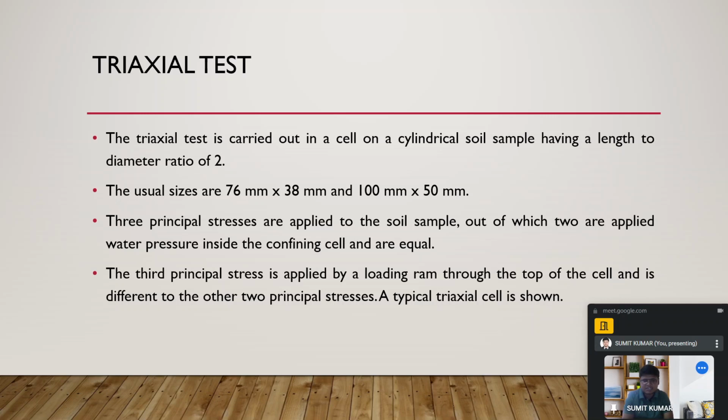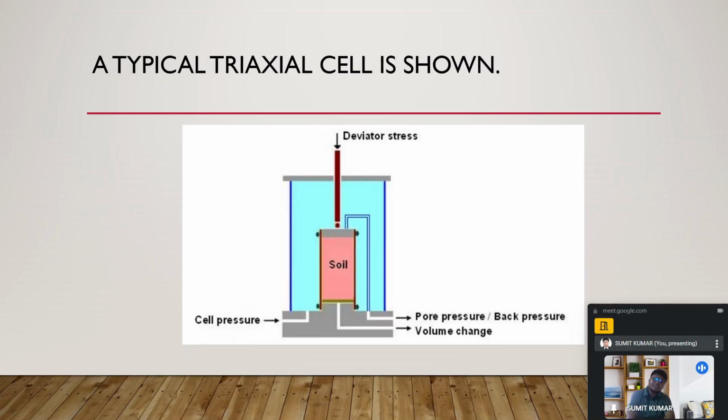A typical triaxial cell you can see over here. In this cell, how the deviator stress is applied and how the pore water pressures and the different cells are represented. There is another schematic diagram in the coming slides, where you can also find these aspects.